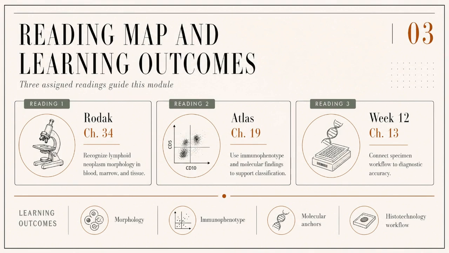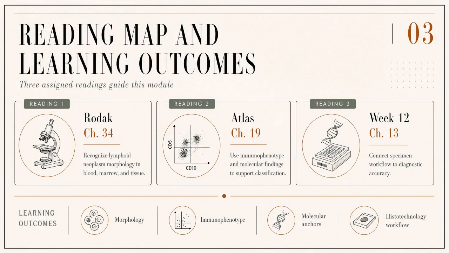For example, distinguishing mantle cell lymphoma from chronic lymphocytic leukemia hinges on identifying cyclin D1 overexpression and the presence of CD5. From a histotechnology perspective, mastering staining protocols, antigen retrieval methods, and quality control measures ensures reliable immunohistochemical results. Additionally, flow cytometry requires meticulous specimen triage and processing to preserve cell viability and antigenicity, underscoring the integrated nature of laboratory workflow.